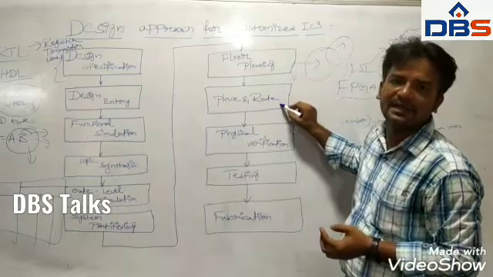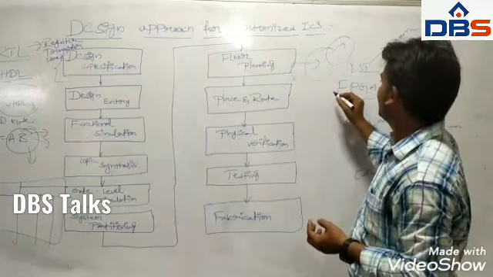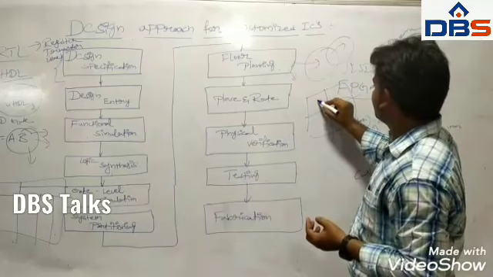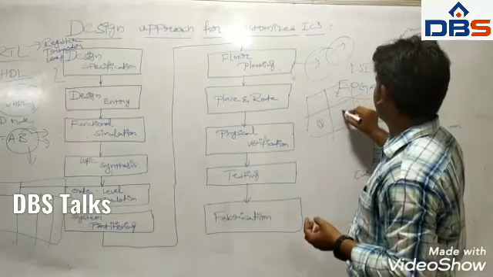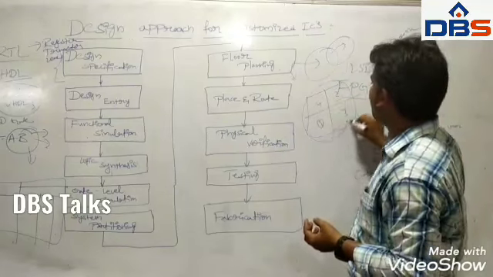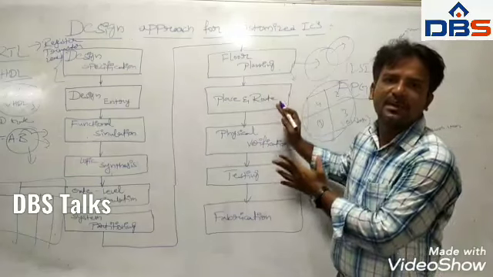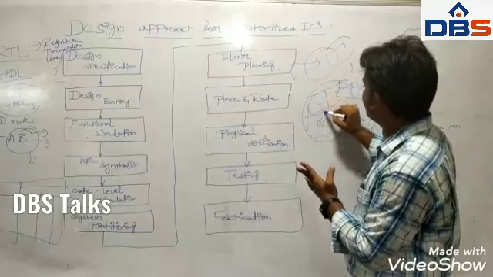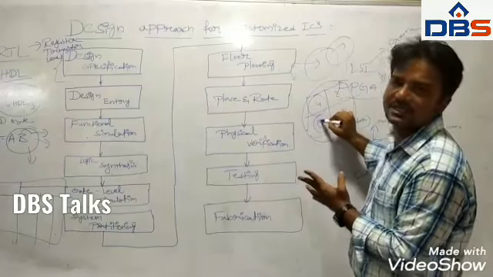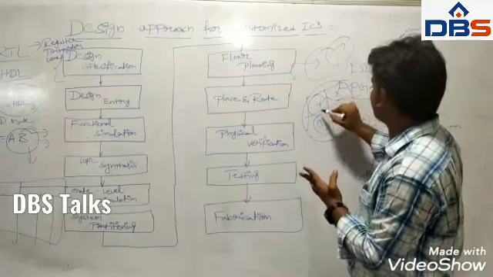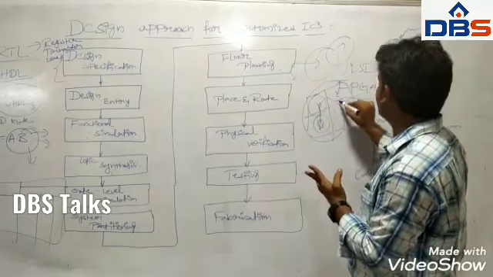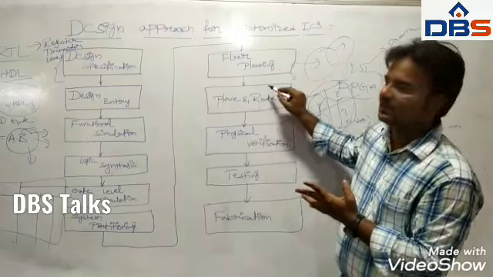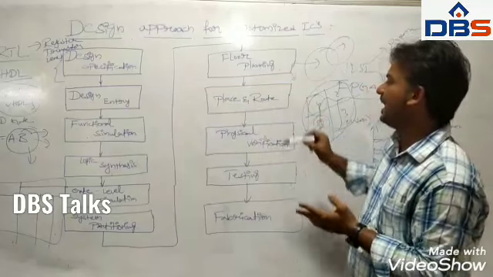After that, placement and routing. Whenever we give names to the subsections, for example 1, 2, 3, 4, we have to make a proper arrangement, that means proper placement and routing. We have to make the proper placement for each and every subsection, and also the interconnections from one device to another device. That will be performed in placement and routing.